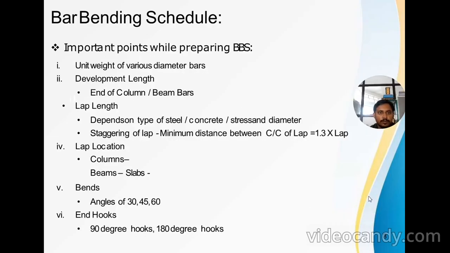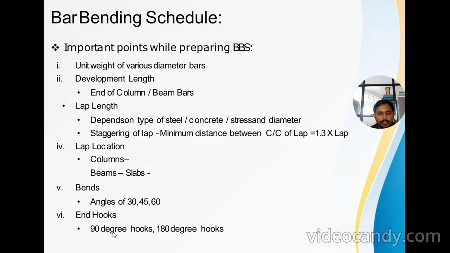And then move on to the important points while preparing a bar bending schedule. The points required for a bar bending schedule are the unit weight of various diameters of bars, development length, lap length, lap location, bends, and end hook. Hooks are generally a longitudinal steel bar with a bend provided at the end of the steel bar. That is known as a hook.